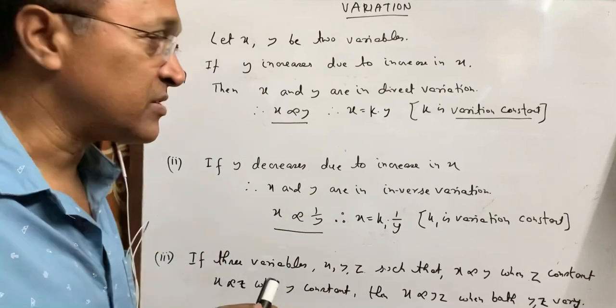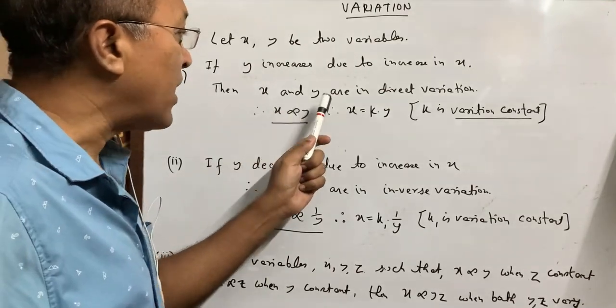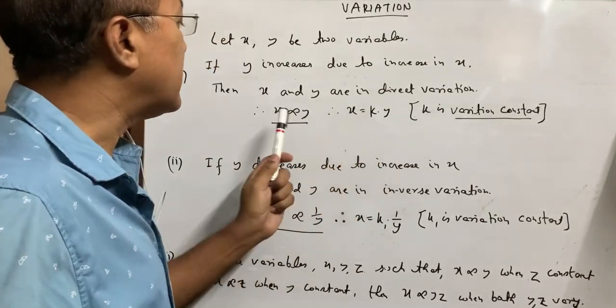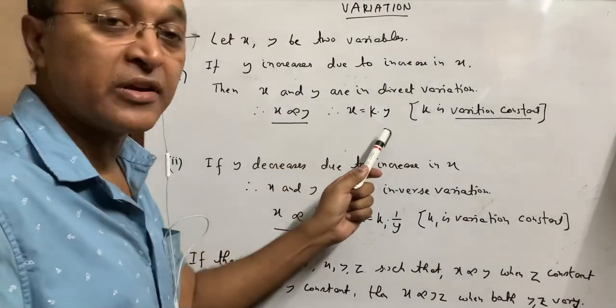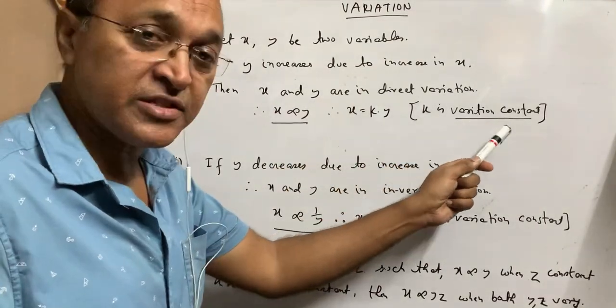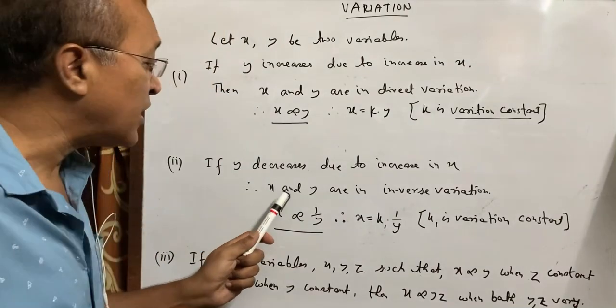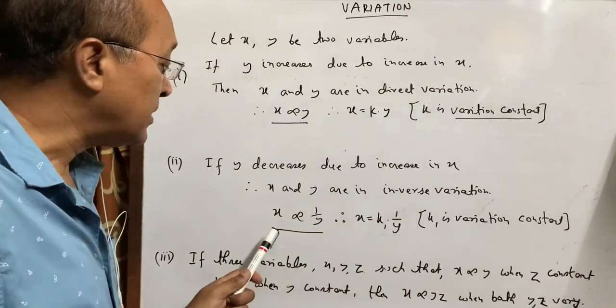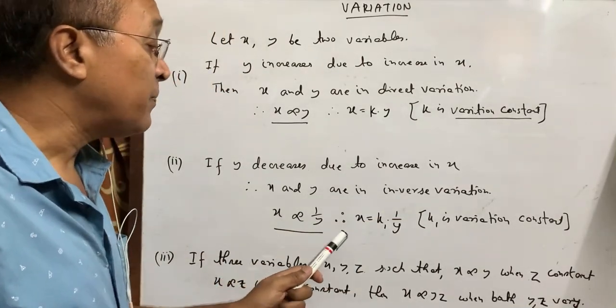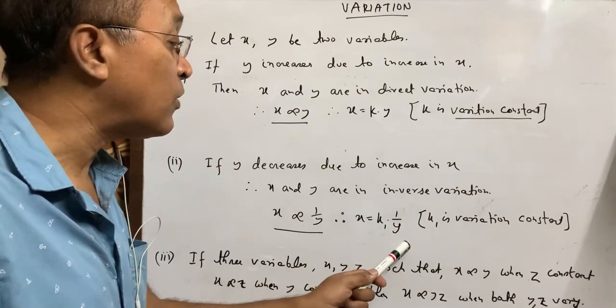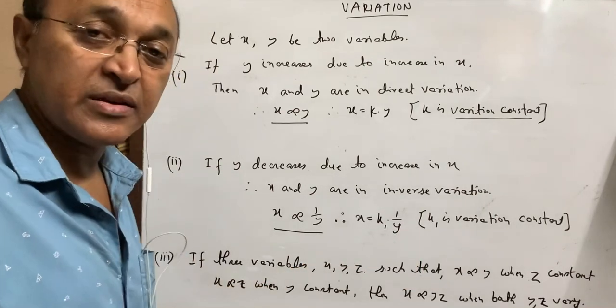So we have found two things. When x and y are in direct variation, then x proportional to y, that is x is equal to ky, where k is called the variation constant. When x and y are in inverse variation, then x proportional to 1 by y, that is x is equal to k1 into 1 by y, where k1 is the variation constant.